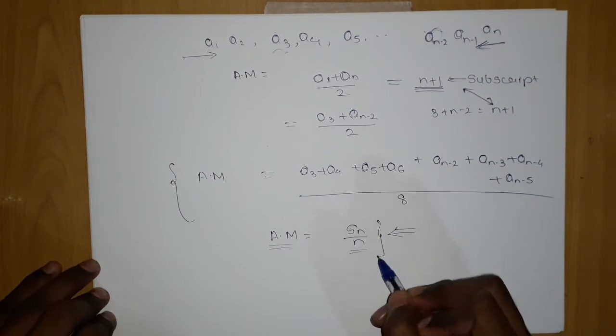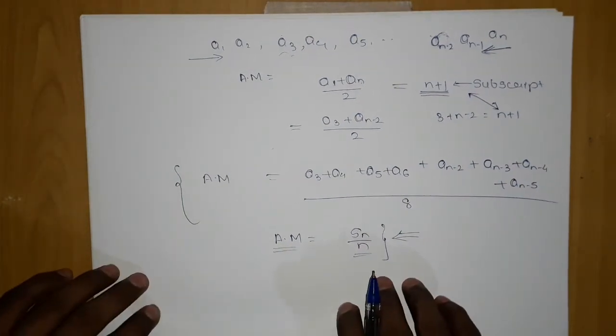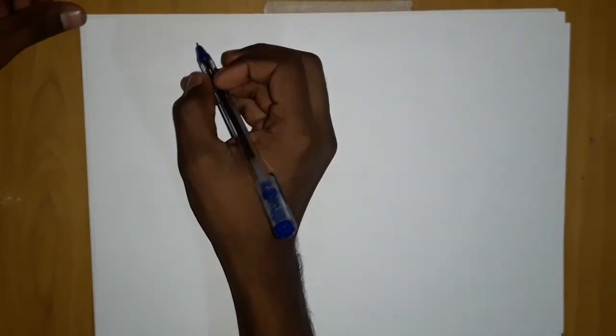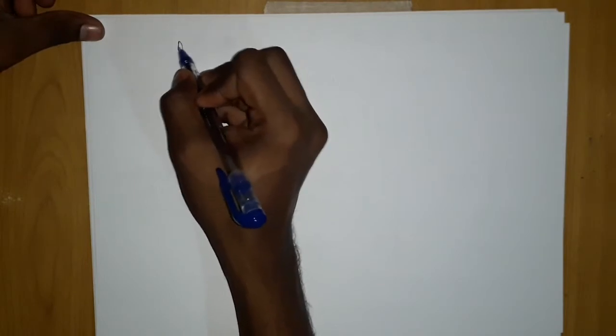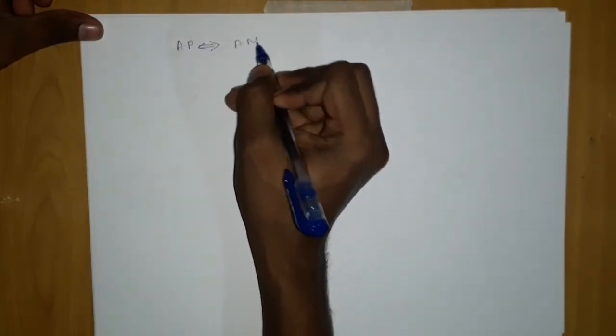Okay, and we will see some problems on that, but before that I want to teach one more thing. Now we will learn some more. Now how AP is related with AM. I have in the starting told that AM has nothing to do with AP. Now if a sequence is in AP, its AM finding becomes more easy.